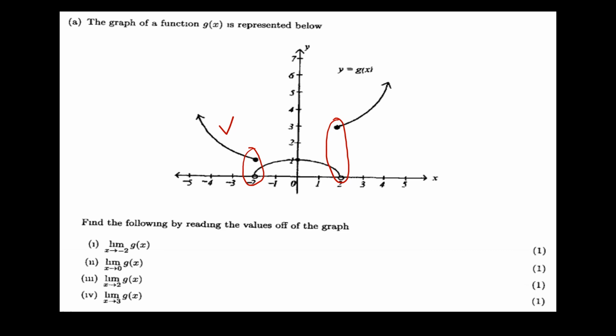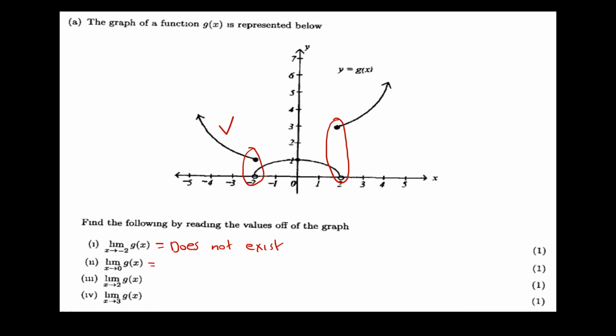But the question, they want the limit as x approaches negative 2. What's the answer? It's 1 mark. Does not exist. Because as you go to negative 2, if you have two different limits, then it does not exist. You only need one limit.